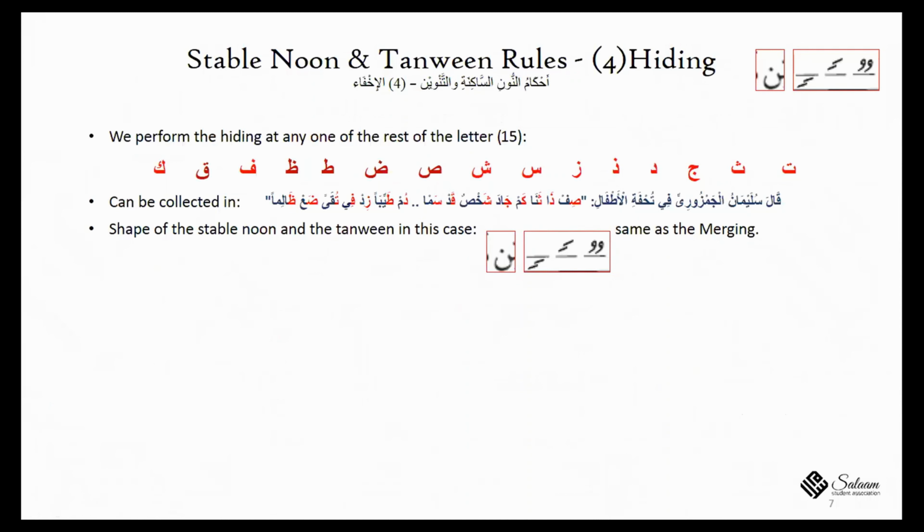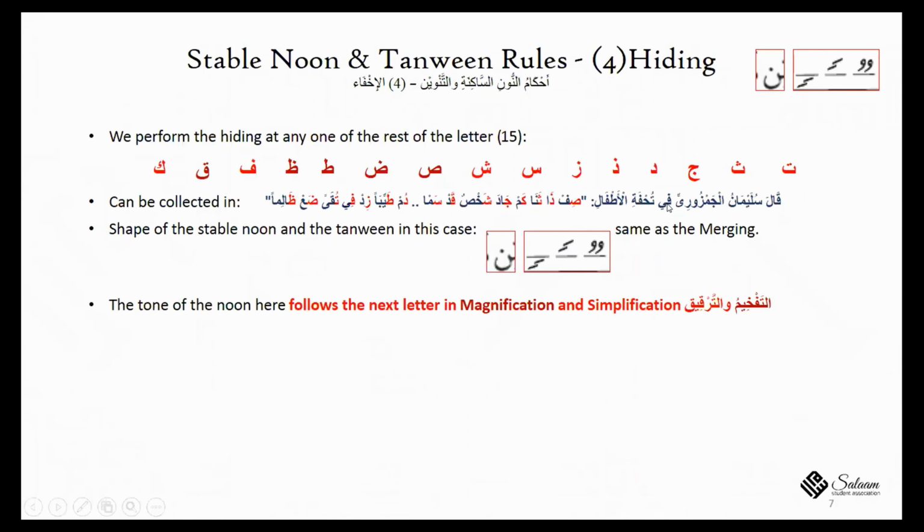So with merging, you have to have one of the 6 letters, yanmu or ra, lam. Then you will know it's merging with tone and without tone. But here you will find the same kind of noon with nothing on it, and the tanween will be separate this way. Yeah, this is very important, because you don't want to be confused between merging and hiding. They have the same writing of noon and the tanween, but the next letter will decide if you're going to do merging or you're going to do hiding, or ikhfa.